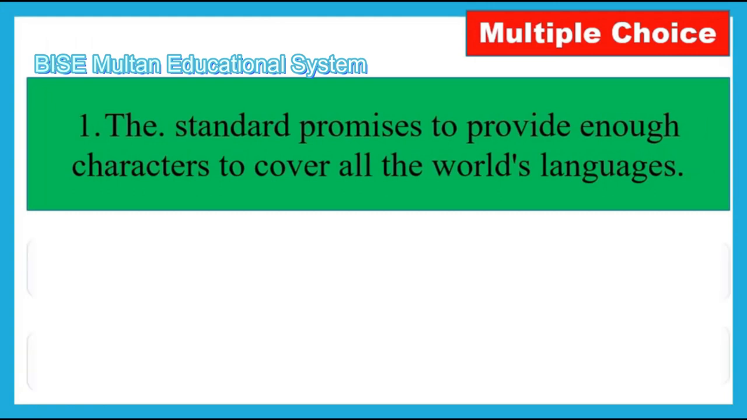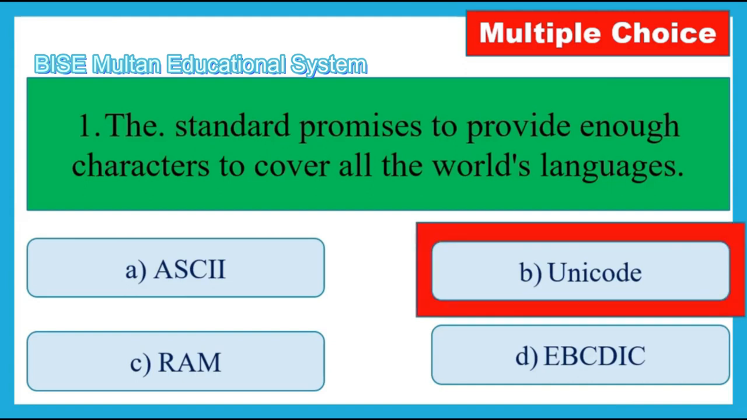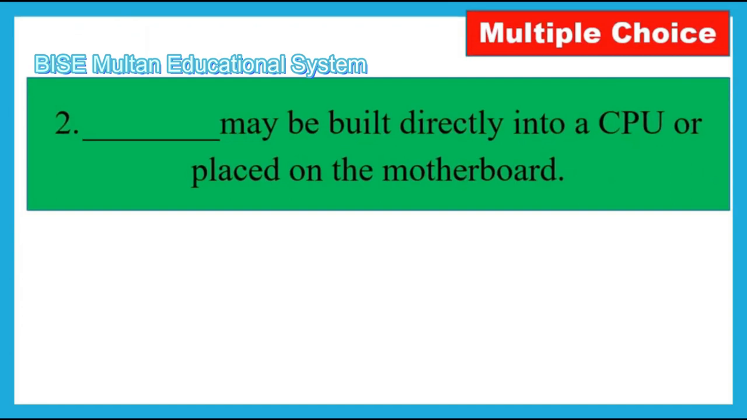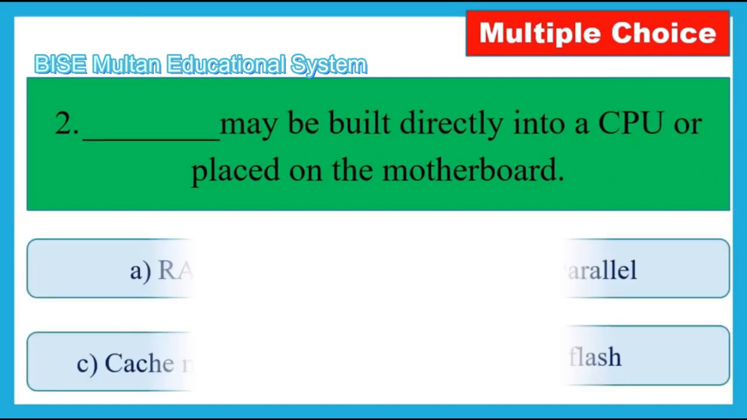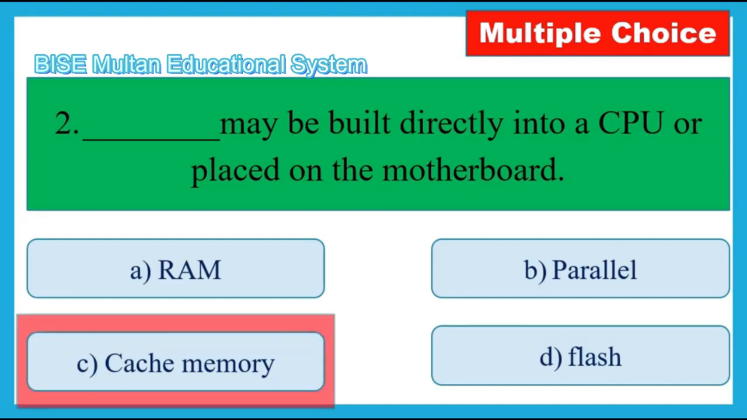Question number 1, from MCQs: The dash standard promises to provide enough characters to cover all the words in the language. The answer is Unicode. Question number 2: Dash may be built directly into a CPU or placed on the motherboard. The answer is cache memory.